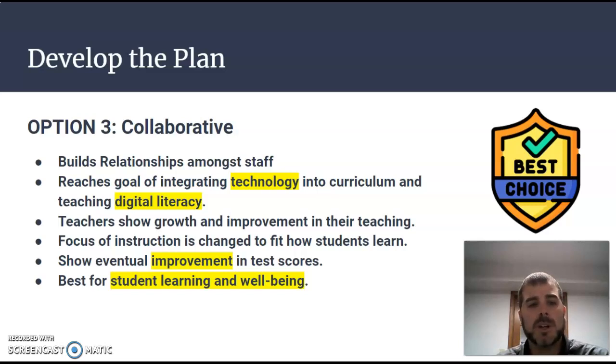It reaches our goal of integrating technology into curriculum and teaching digital literacy. Teachers show growth and improvement in their teaching. The focus of instruction is changed to fit how students learn. We show eventual improvement in our test scores. And really, it's just overall the best thing for student learning and well-being. So I definitely think option number 3, collaborative, is where we should be.